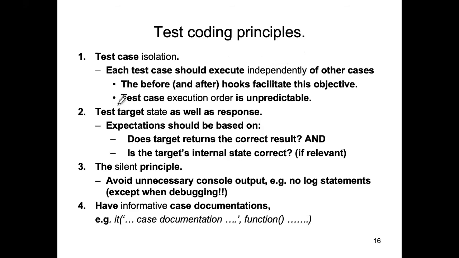Now, this is one that can catch people, or does seem to catch people initially anyway. The test target state as well as the response needs to be tested. In the test that we wrote the last day in the lab, we were only concerned with testing the response that was returned by whatever the target method was. But if the target method makes some internal state change, then we would need to ensure that that has happened as well. I'll give you a simple example of what I mean by that. It is a trivial example, but it serves the point of what I mean by testing the target state.